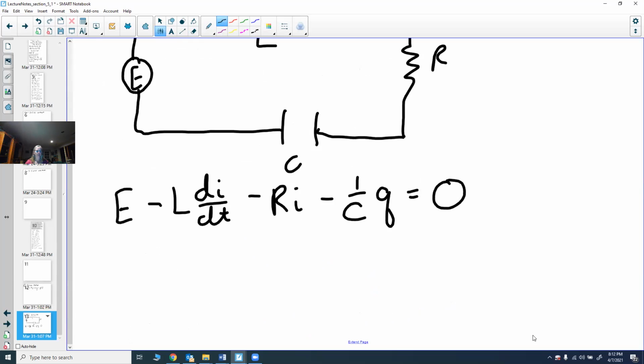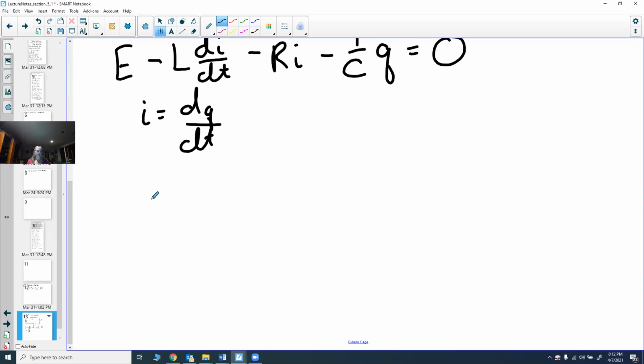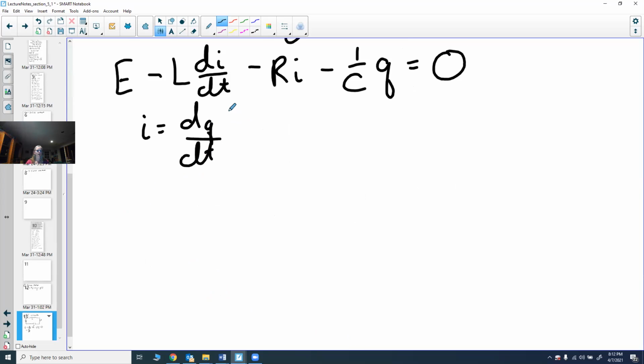So this is what it looks like. The different pieces that go on, but we now have too many letters going on. We have an I and we have a Q. So we don't want to have that many letters. We want to see if there's a relationship. And it turns out that I is equal to the rate of change of charge. That's actually what current is defined to be, the change in the charge. The electrons are flowing, and that's what causes your current. So if I'm taking the derivative of current, that would be the second derivative of charge.